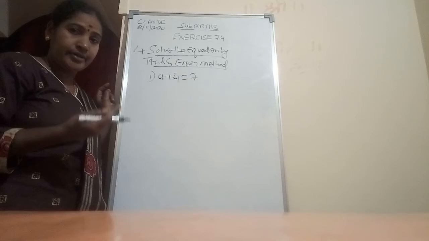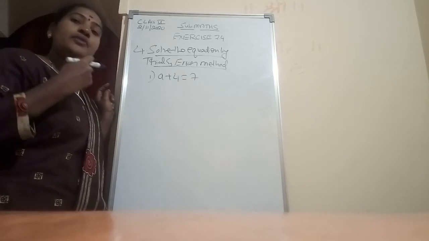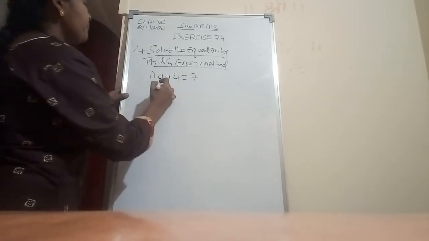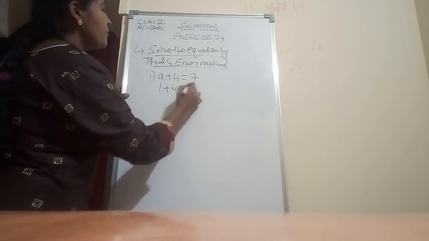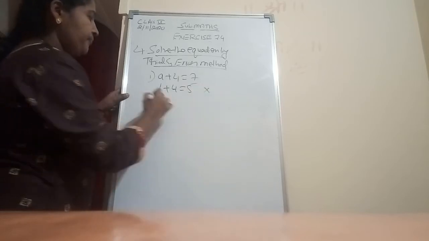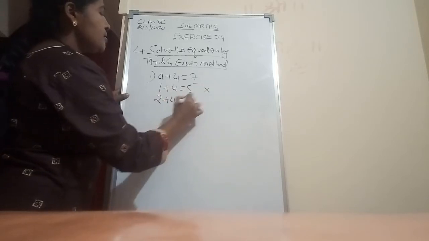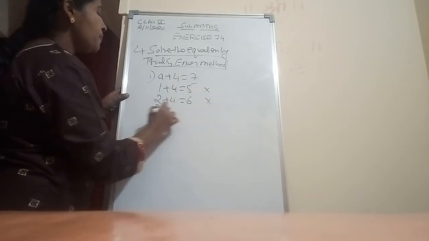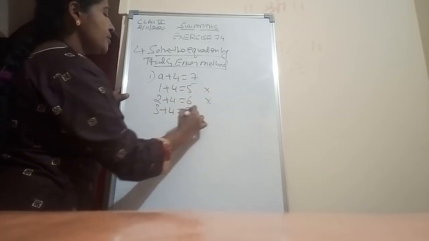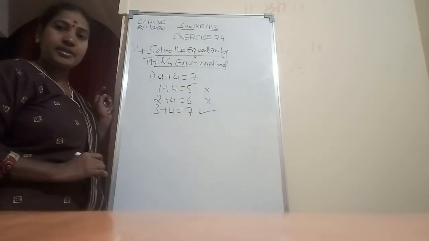First let me go for the value 1. Next let me go for the value 2. Like that I have to repeat it. 1 plus 4, that will be 5. No success. Next 2 plus 4, 6, no success. So 3 plus 4, 7, success. 3 plus 4 will be 7.